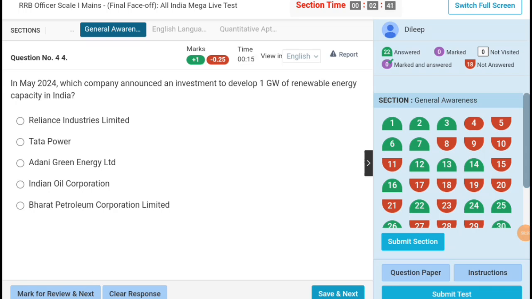Think Adani or Indian Oil Corporation. In May 2024, which company announced an investment to develop 1 gigawatt of renewable energy capacity in India? Think Indian Oil or Adani.